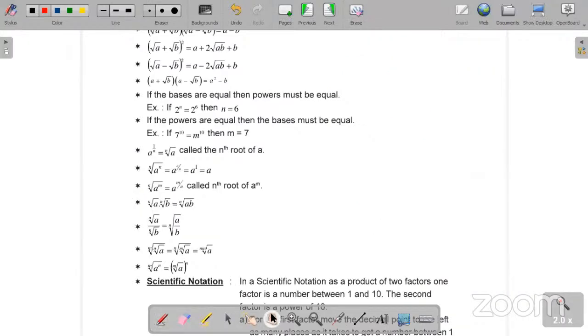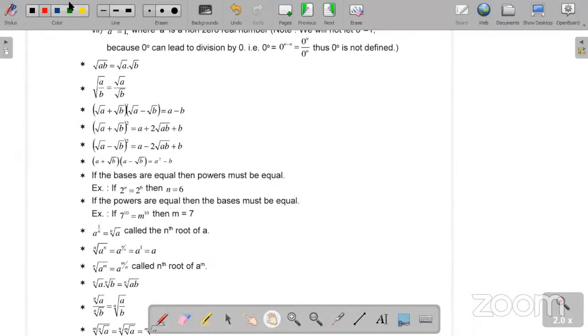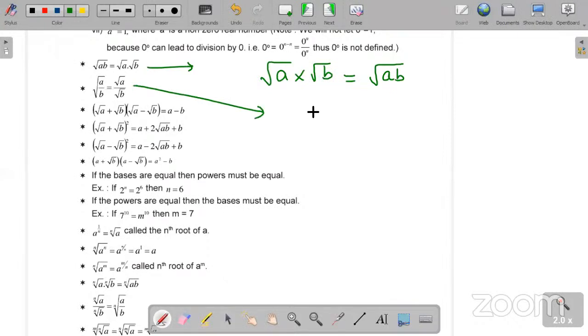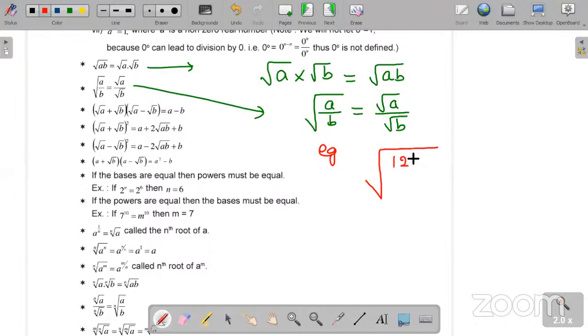So now here, my dear students, we got an idea. Root A into root B is equal to root of AB. You can write it. Next, coming to this point, root of A by B means root A by root B. Let us confine to this example. Suppose root of 121 by 196 is there.